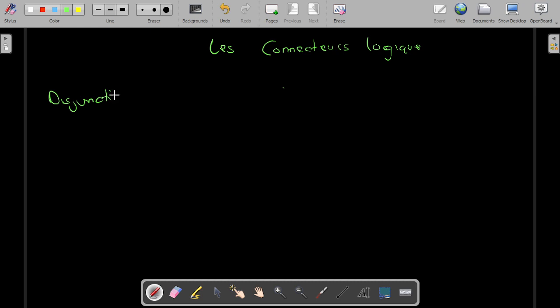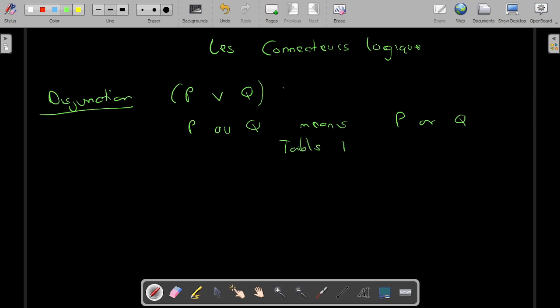Disjunction. So this is going to be our disjunction. This is denoted by P, and we have that symbol, and Q. So this is actually read as P ou Q. Now this means P or Q. All right. So now we are going to write the table de vérité.